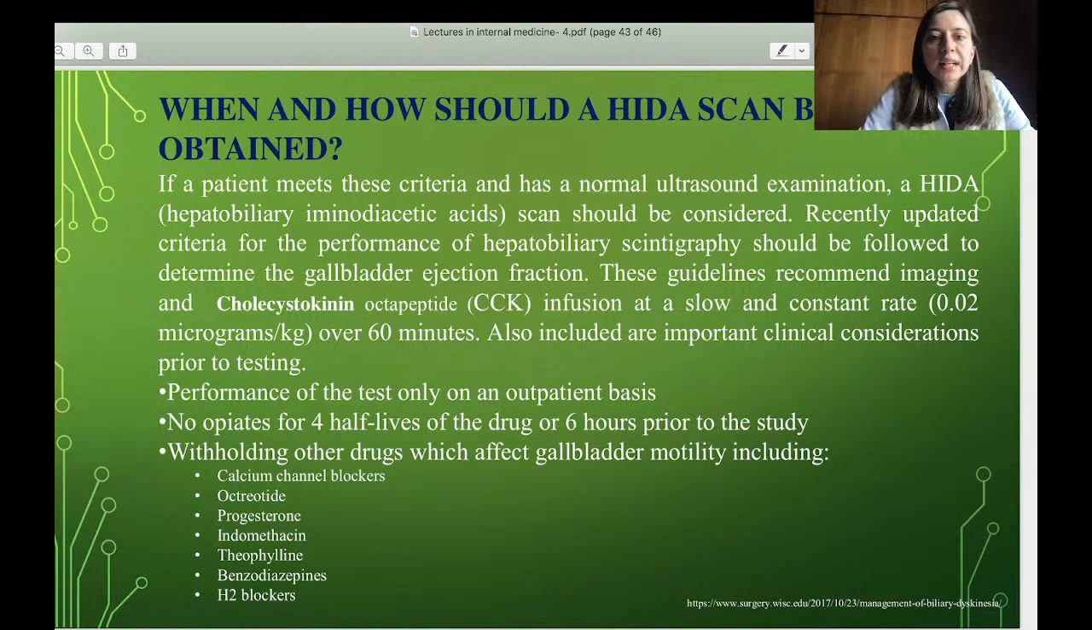Also included are important clinical considerations prior to testing: performance of the test only on an outpatient basis, no opiates for 4 to 6 hours prior to the study, and withholding other drugs that affect gallbladder motility, including calcium channel blockers, octreotide, progesterone, indomethacin, theophylline, benzodiazepines, and H2 blockers.